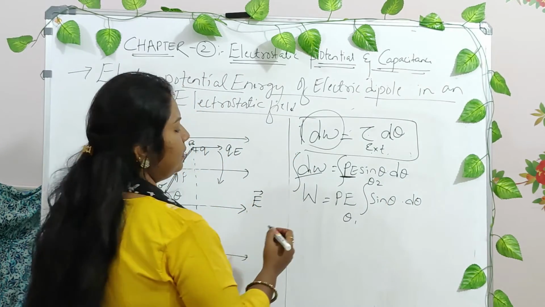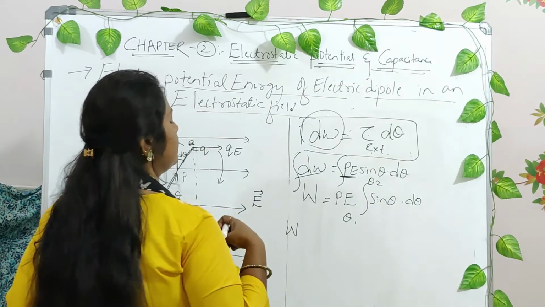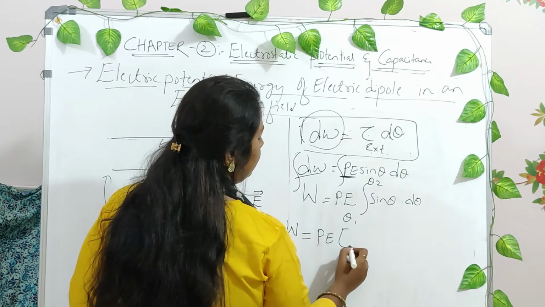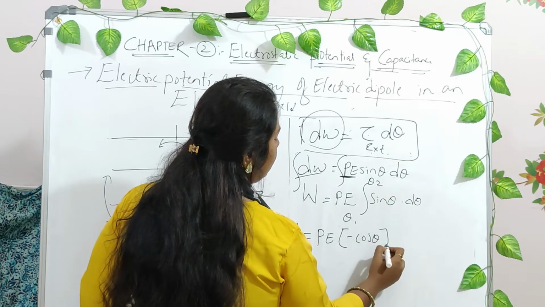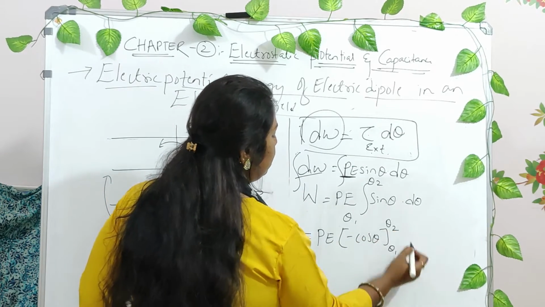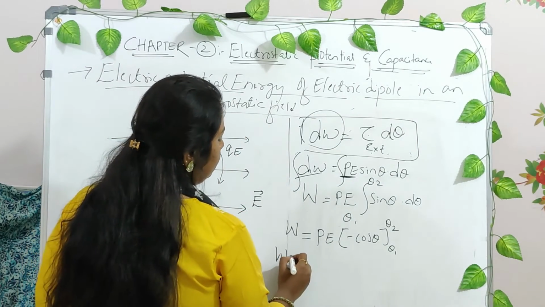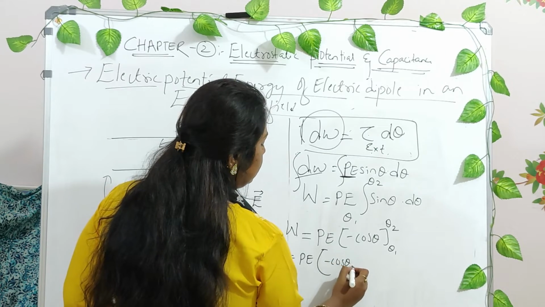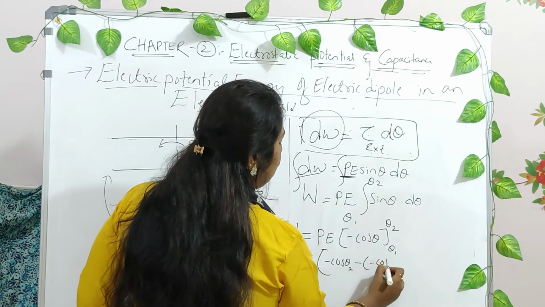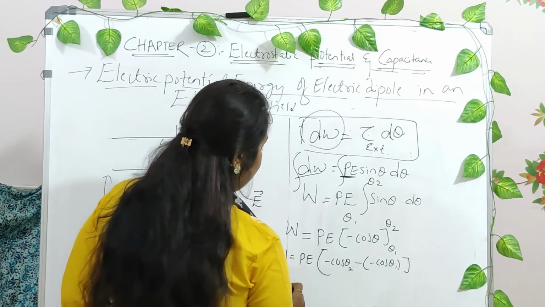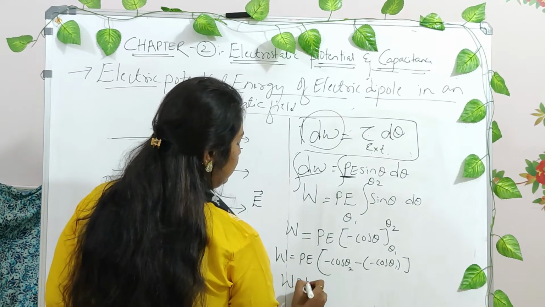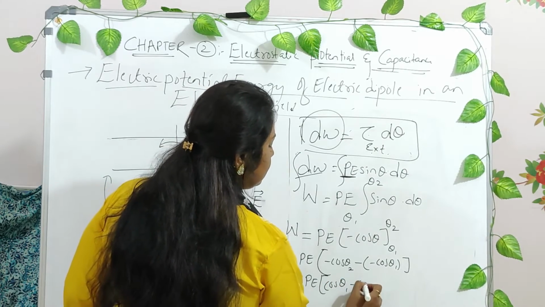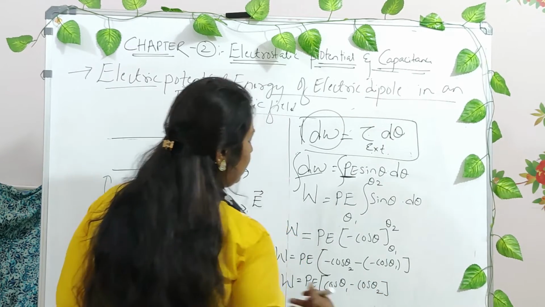What is the integration of sin theta? It is minus cos theta. W is equal to pE times minus cos theta, from theta 1 to theta 2, right? Substitute now. W is equal to pE, upper limit cos theta 2 minus lower limit cos theta 1. You can write it as W is equal to pE (cos theta 1 minus cos theta 2), right?